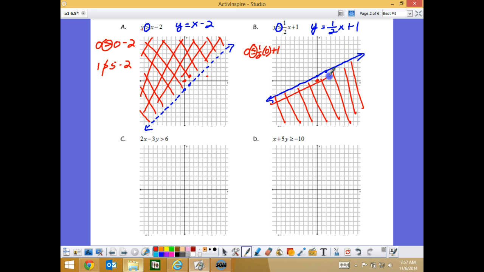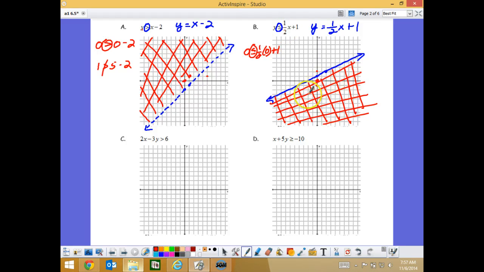And any point in that region is a solution to that inequality. So for example, if we pick the point (0, -1), it will make that inequality true. If we choose the point (0, 2), it does not make that inequality true.